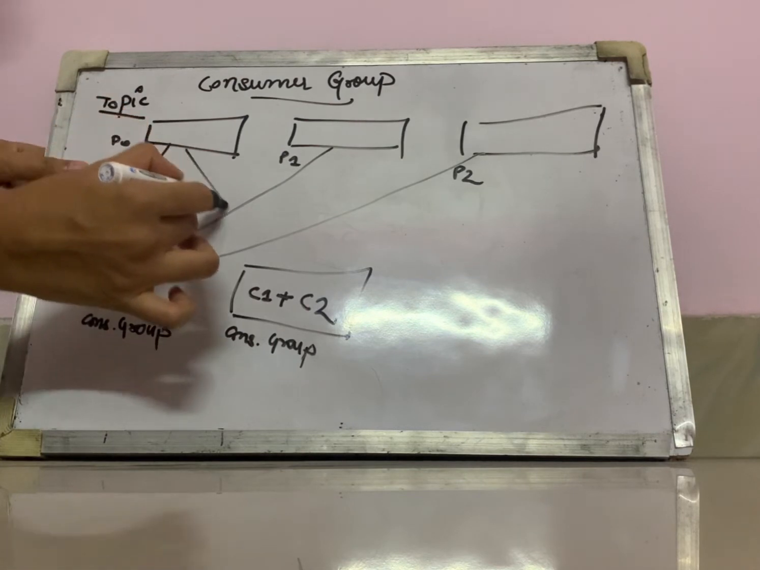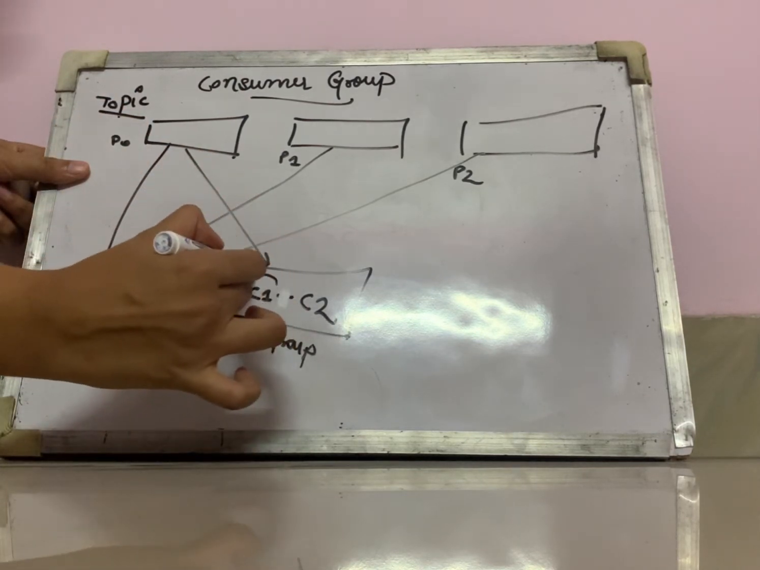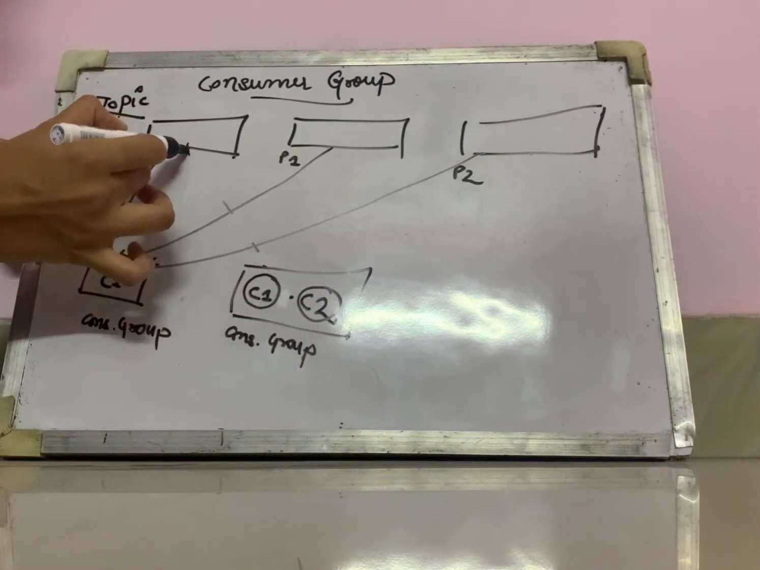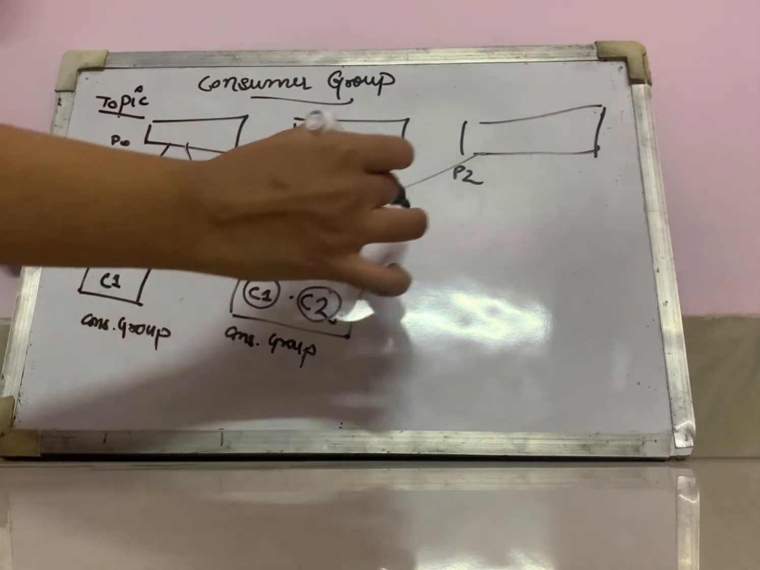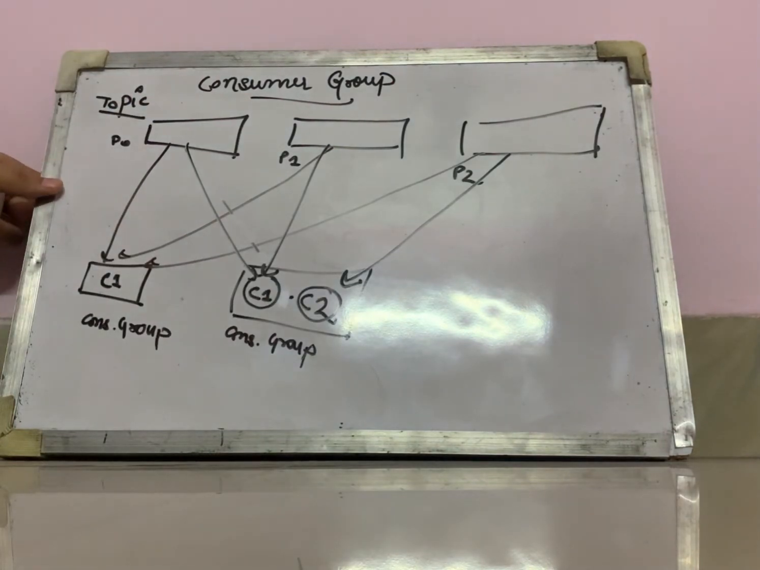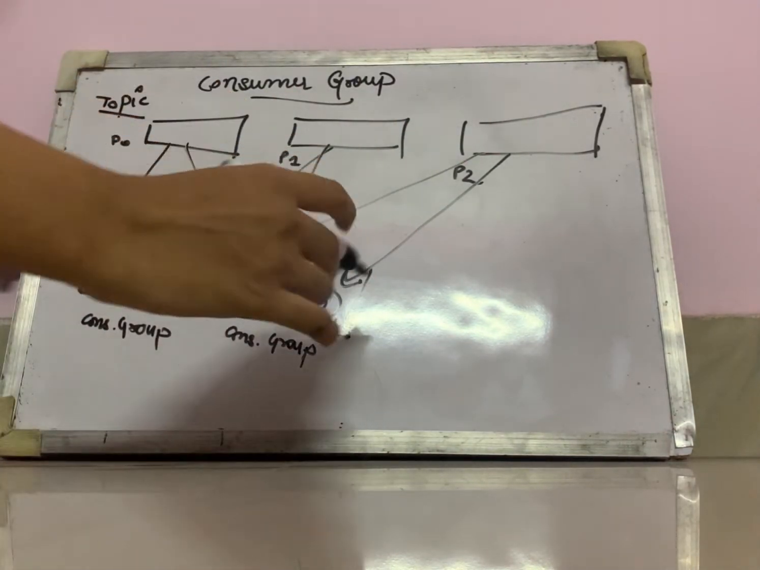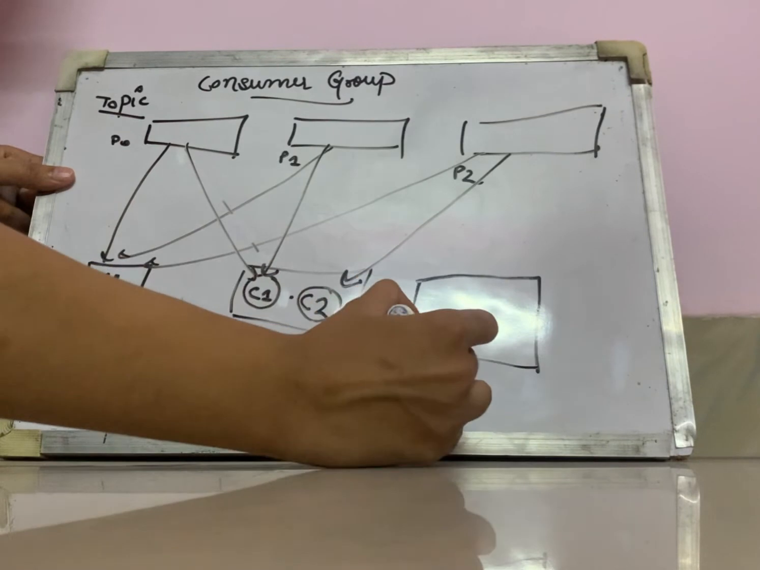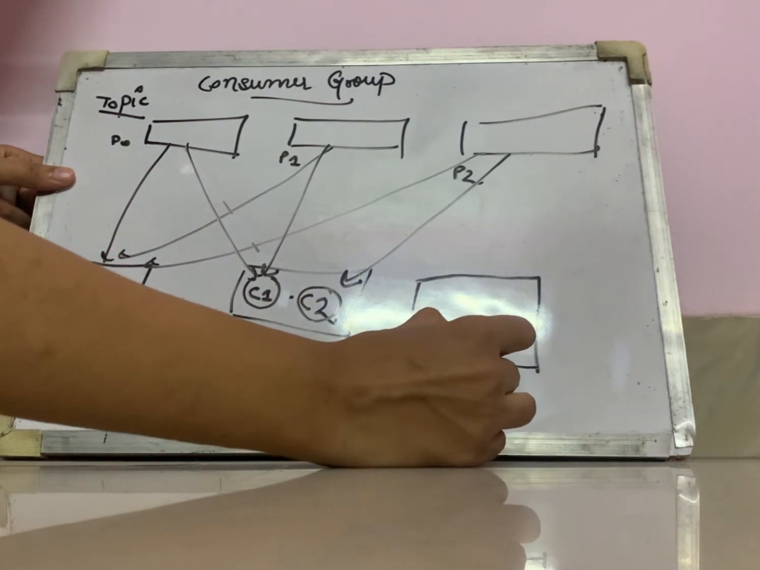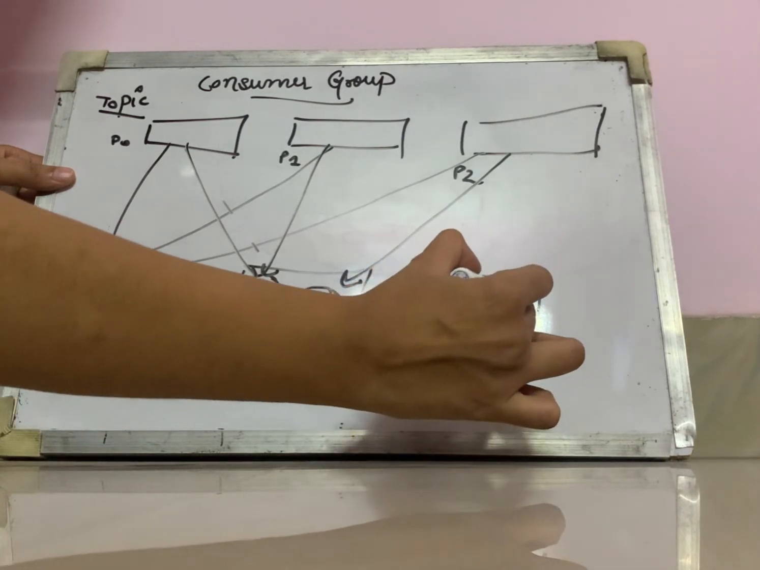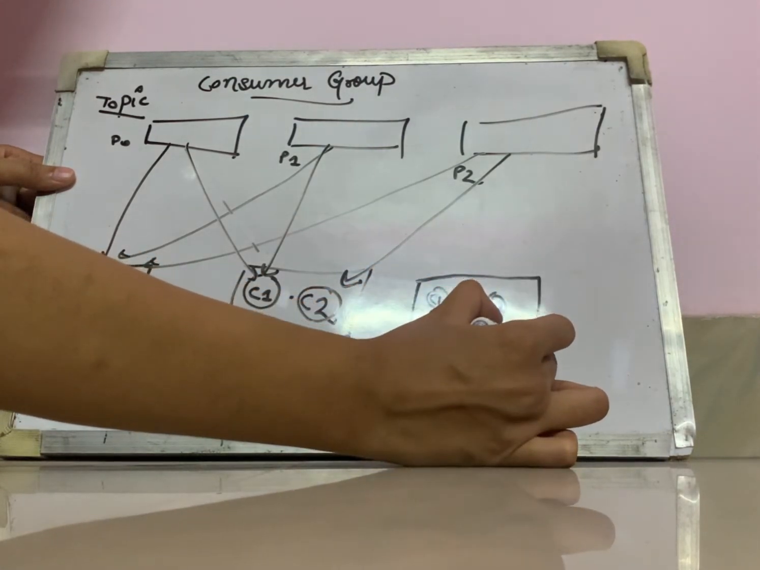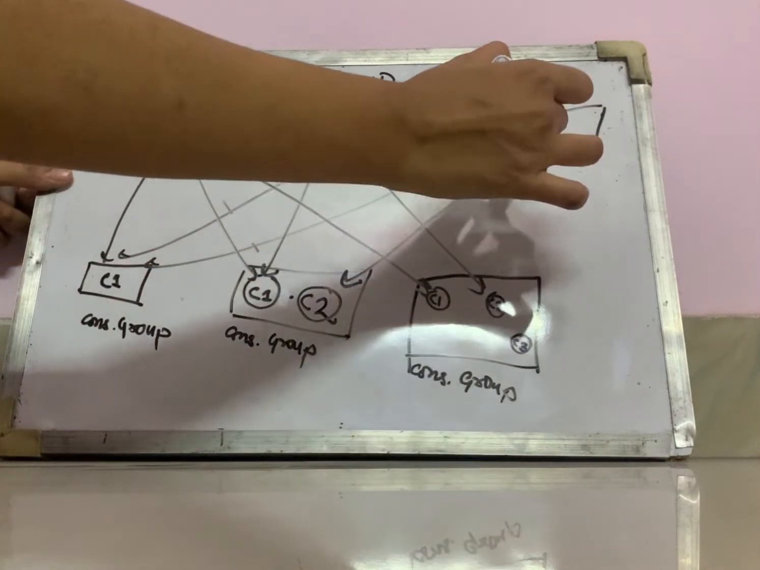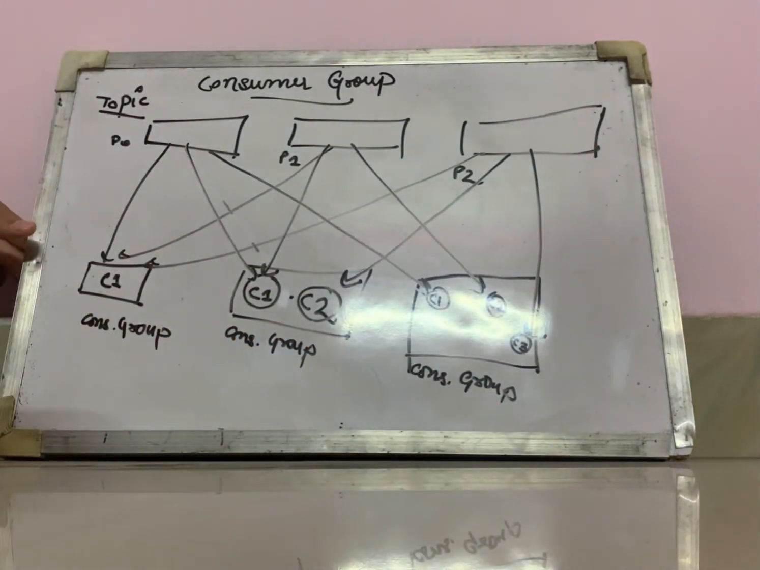Now, what will happen? Understand it like this. C1 is reading from P0 and P1, and C2 is reading from P2. Parallel processing is happening now. They are consuming the data from the partitions in parallel. Now, there is one more scenario where in the same consumer group, one more consumer gets added: C1, C2 and C3. Now, C1 is reading from partition 0, C2 is reading from partition 1, and C3 is reading from partition P2.